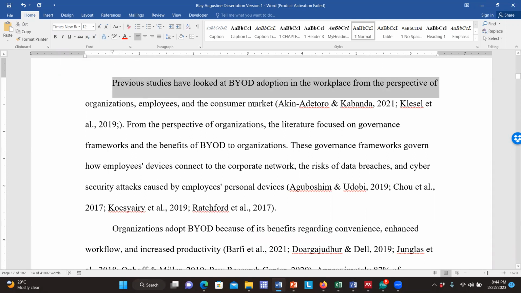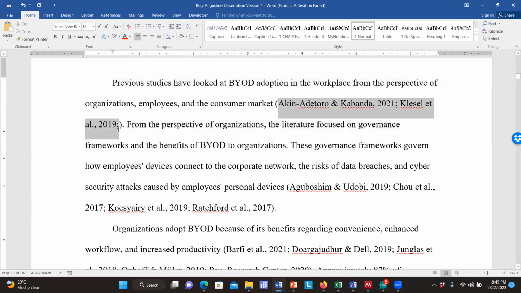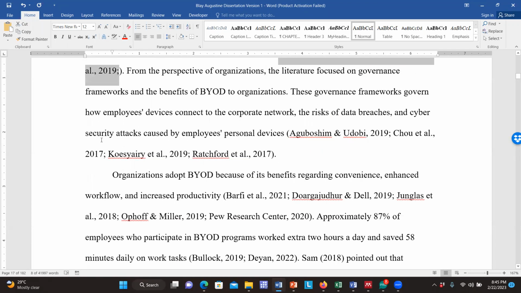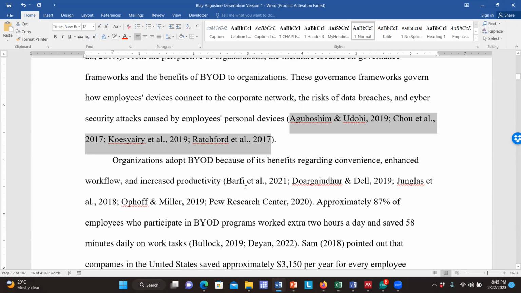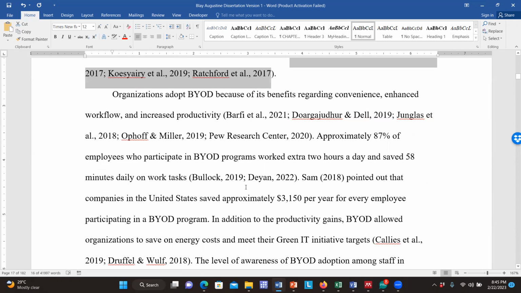And you see, here you have to demonstrate that you have read very wide. Because it says that previous studies have looked at BYOD adoption in the workplace from the perspective of organization, employees, and consumer market. And these are the people who said that. Okay, two of them. Then he says that from the perspective of organization, he talks about it, and then comes to governance issue, and he says that these guys have talked about it, giving more credence to the fact that I've cited these papers, and this is what they have said.